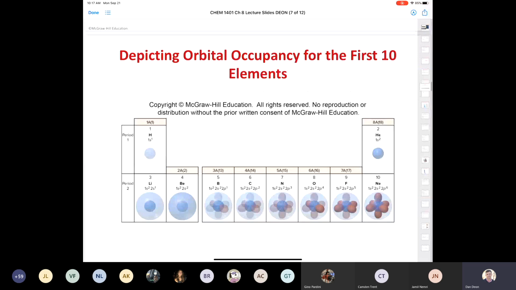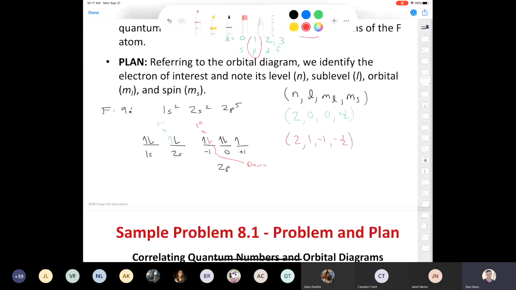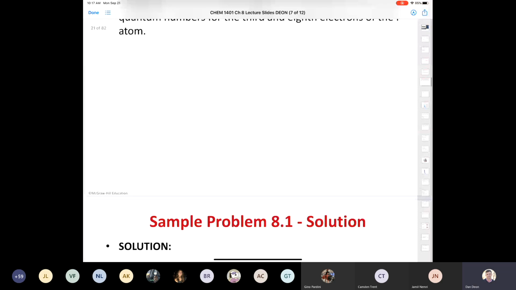Did I put +1/2 when it was supposed to be -1/2? Yeah, it should be -1/2, because it's pointing down. So down, therefore -1/2. Good. Thanks for pointing that out. All right, where was I?